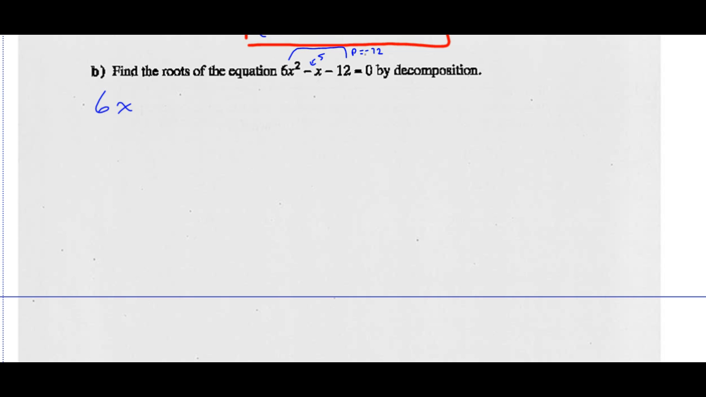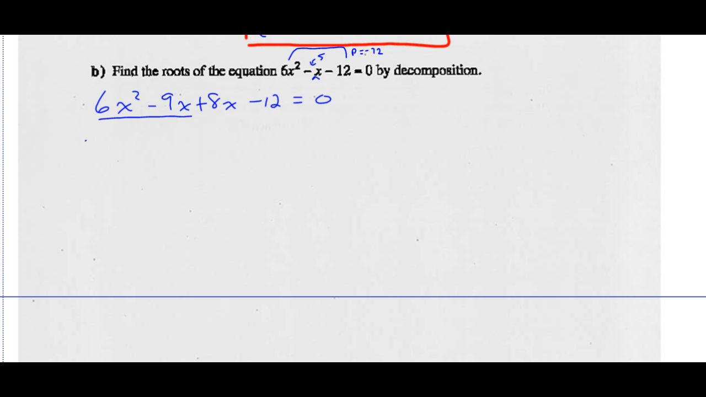Once we know what those two numbers are, we're going to decompose the negative 1x. So it's going to be minus 9x plus 8x minus 12. Negative 9 plus 8 is the same as negative 1x, and negative 9 times 8 is negative 72. Remember, this equation equals 0. Now we factor by grouping.